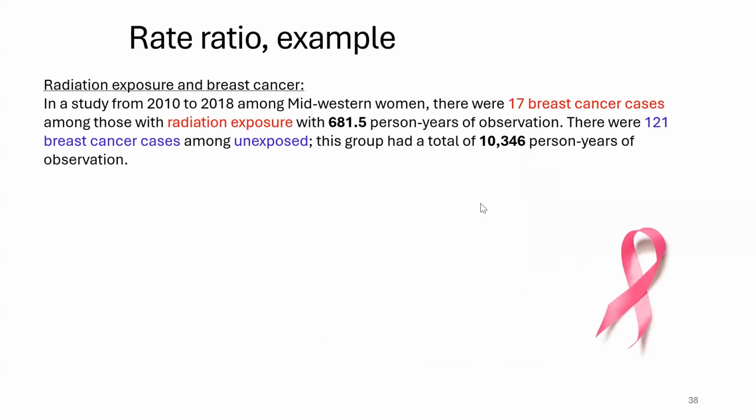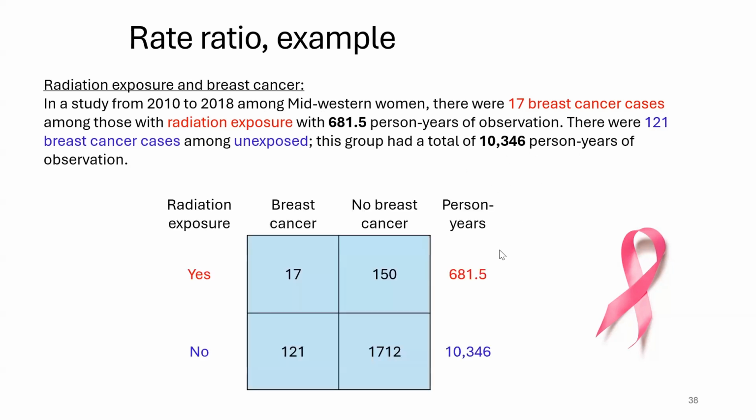Let's go through an example there. So in a study from 2010 to 2018, you find 17 breast cancer cases among those with radiation exposure. For this study sample, you get 681.5 person years of observation. And then looking at the unexposed group, you have 121 incident cases who contributed about 10,000 years of observation time. So think about this, take a minute, pause, and try to work to calculate what the incidence rate ratio might be in this instance.